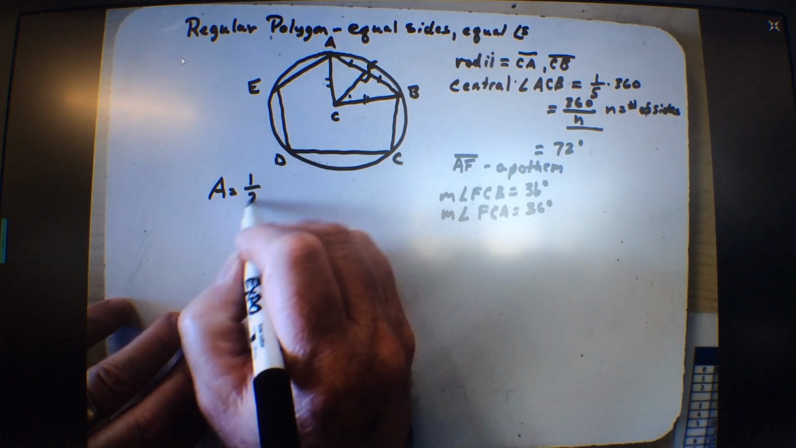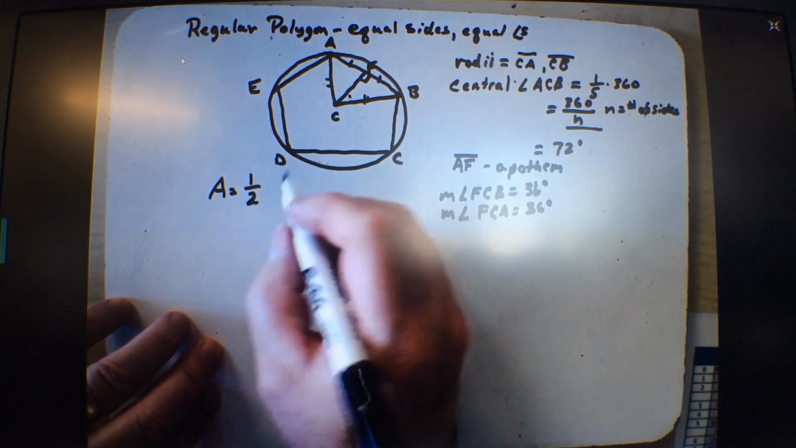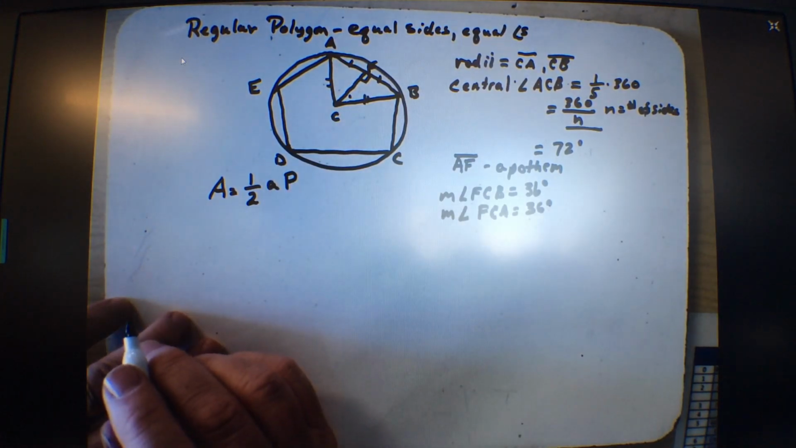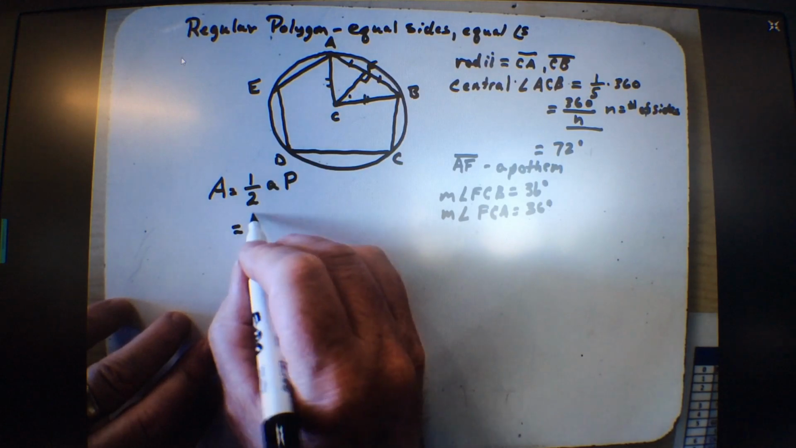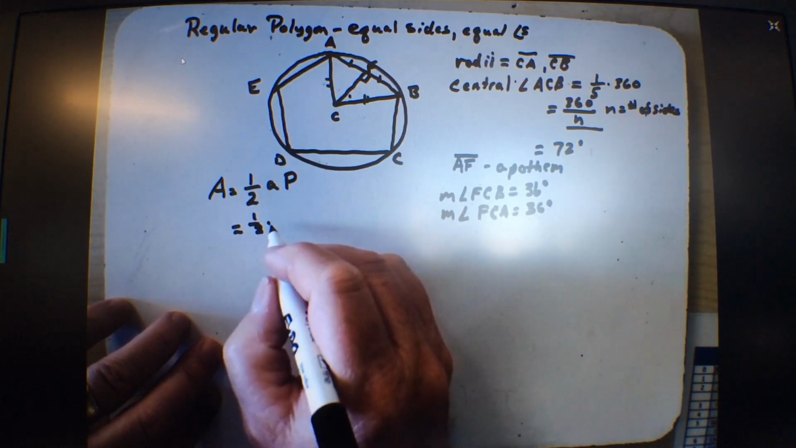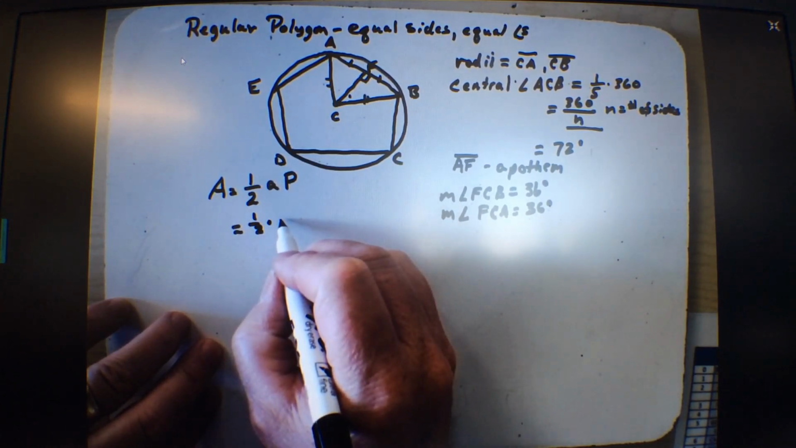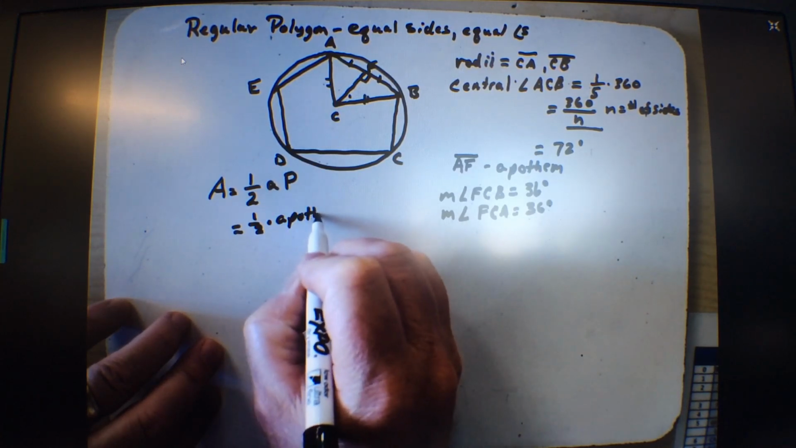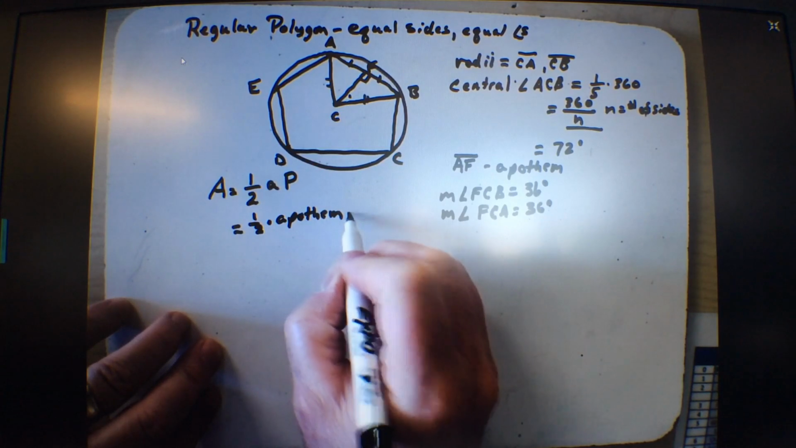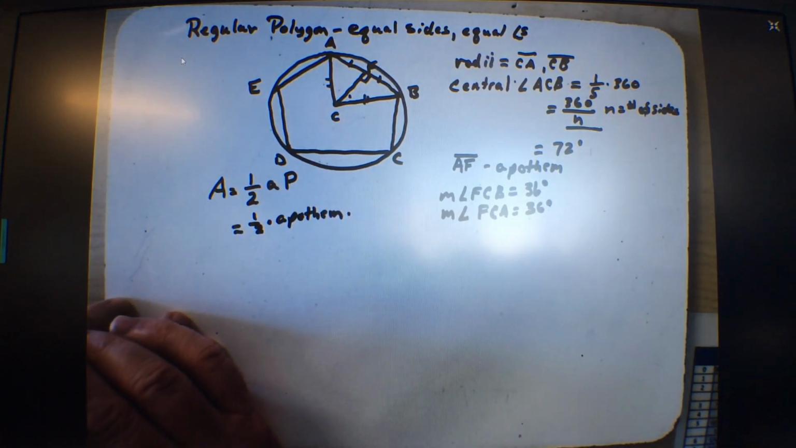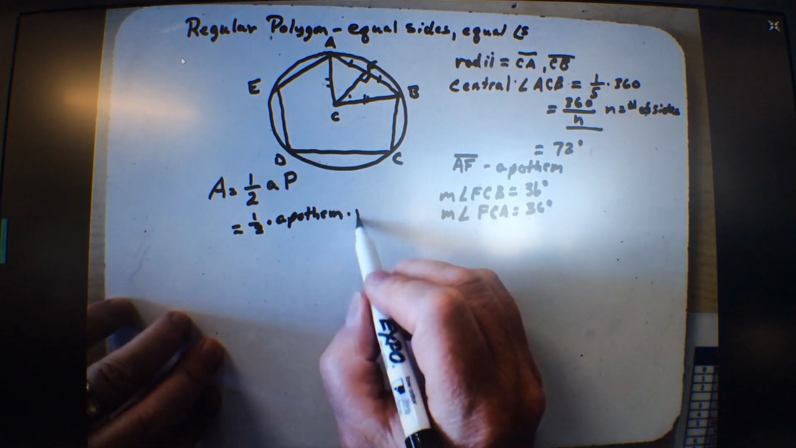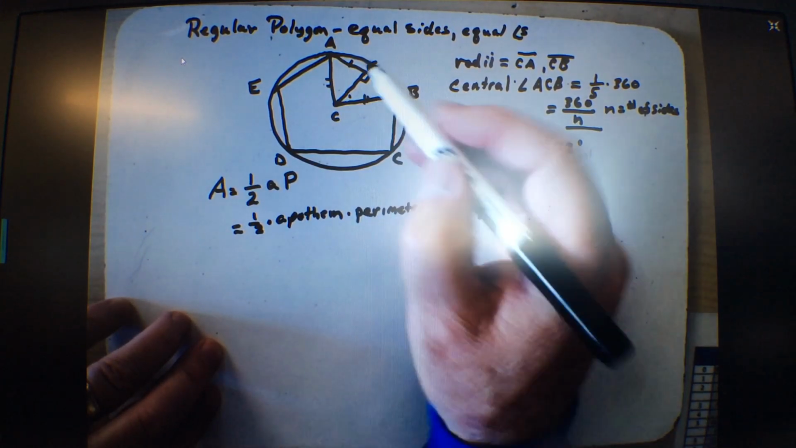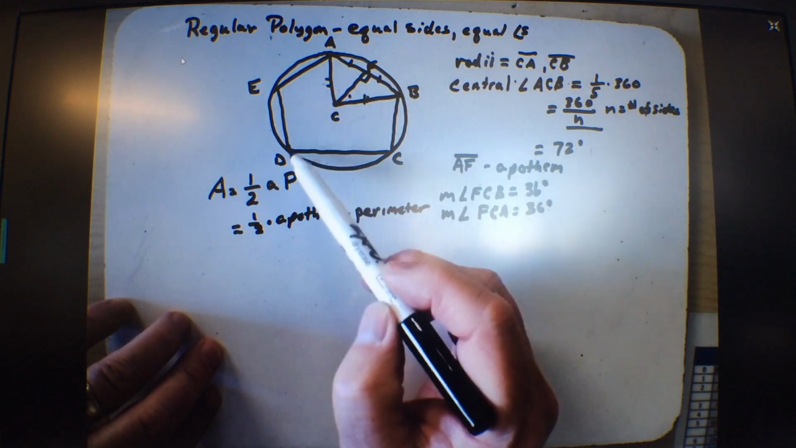But the area of any regular polygon is 1/2 A times capital P. Now, we have to talk about what all this means. What do you suppose the A is? Area. No. It's the apothem. Times, what do you suppose capital P is? It actually stands for perimeter. That means all the way around this, okay?